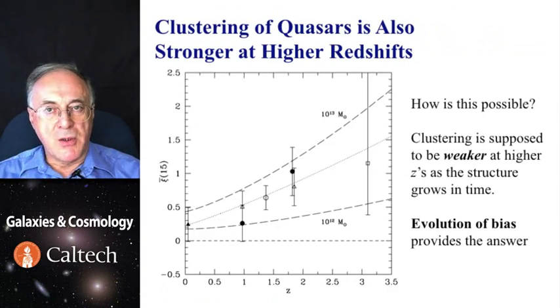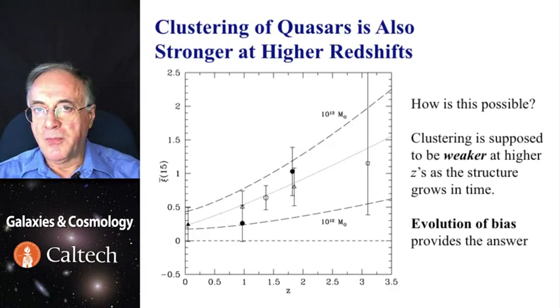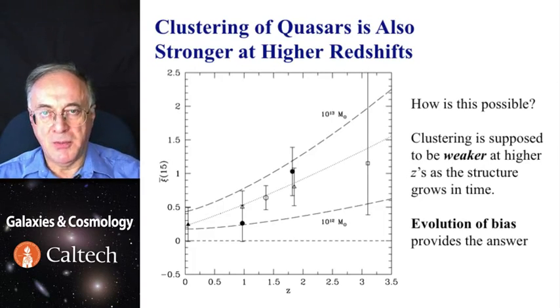And it's not just galaxies. You can use quasars, which we can see very far away, and they tell the same story. Beyond redshift of 1, going to higher redshifts, clustering strength increases, exactly the opposite from what you expect from the naive picture of structure formation. So how can this possibly be?